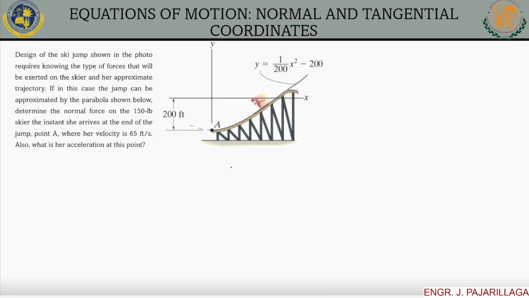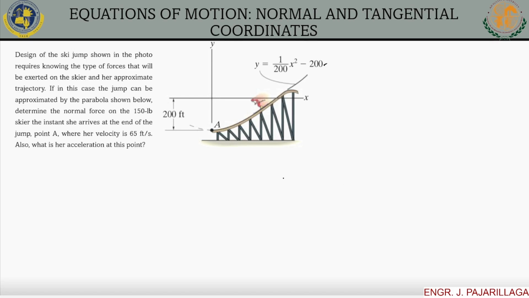the design of the ski jump shown in the photo requires knowing the type of forces that will be exerted on the skier and her approximate trajectory. If in this case the jump can be approximated by the parabola shown below, we have the equation of the parabola. Determine the normal force on the 150-pound skier the instant she arrives at the end of the jump at point A.